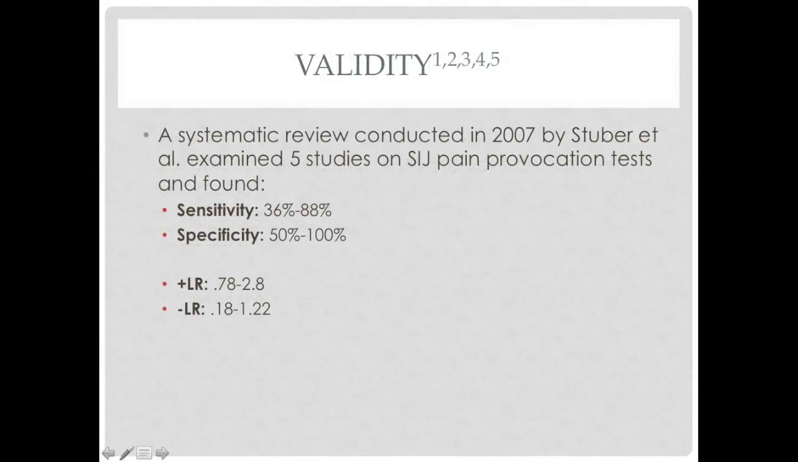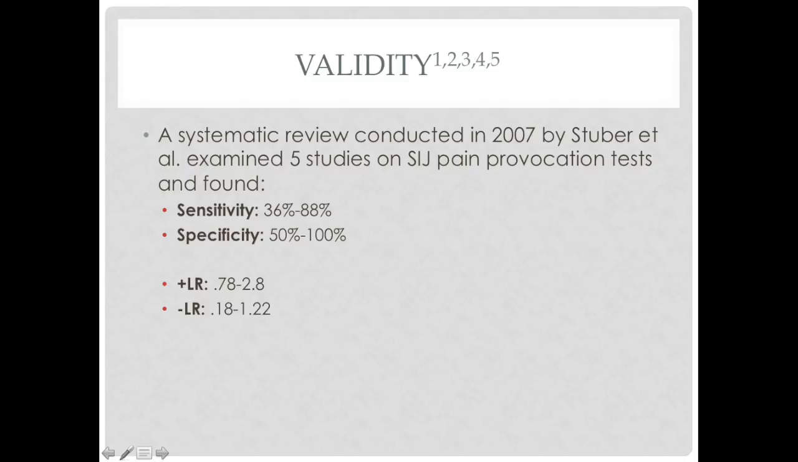So now onto the validity of the test. In a systematic review conducted by Stuber et al., the sensitivity, specificity, and positive and negative likelihood ratios were examined in 5 studies. The sensitivity in these 5 tests ranged from 36 to 88%. This shows the thigh thrust's ability to determine injury to the SI joint. The specificity within these 5 exams ranged from 50 to 100%. This shows the thigh thrust's ability to determine the absence of injury to the SI joint.